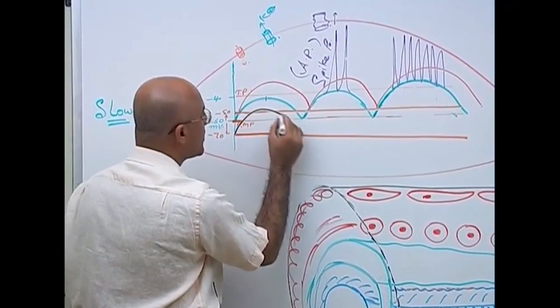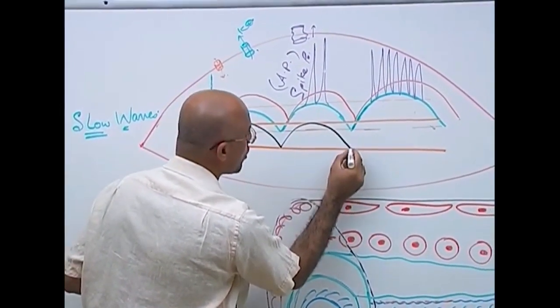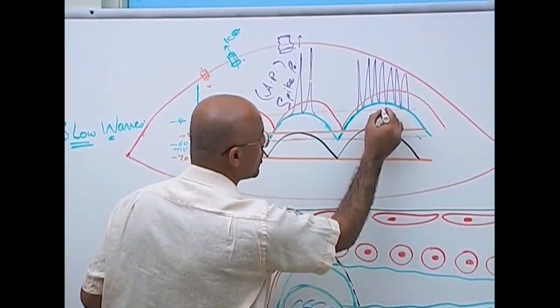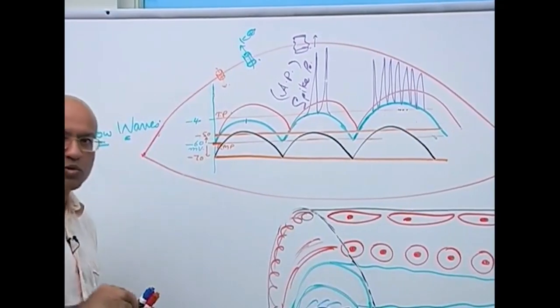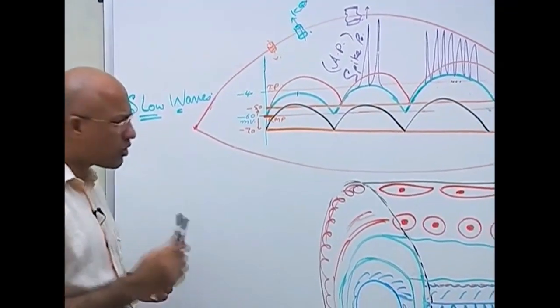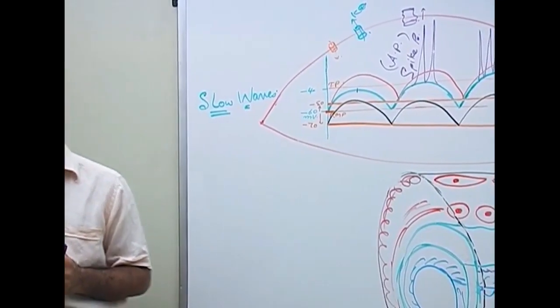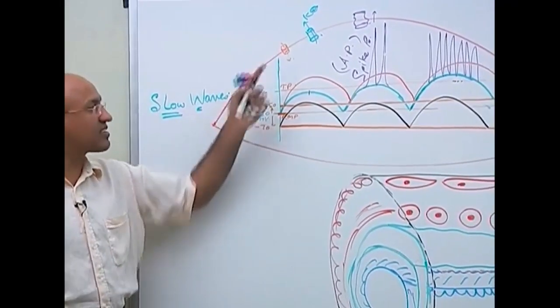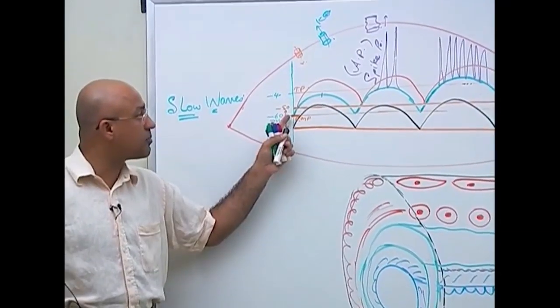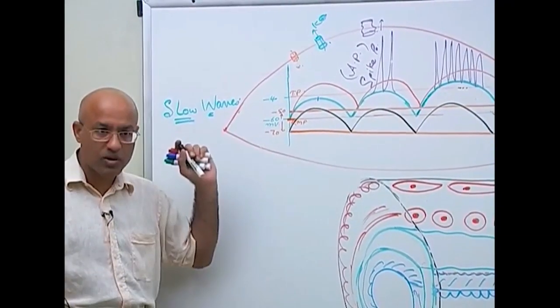Most of the slow waves will not reach threshold. Threshold was here, right, and smooth muscle excitability is reduced. Now the question is, what are the factors which make the smooth muscles more excitable or take the resting membrane potential near to threshold, right?